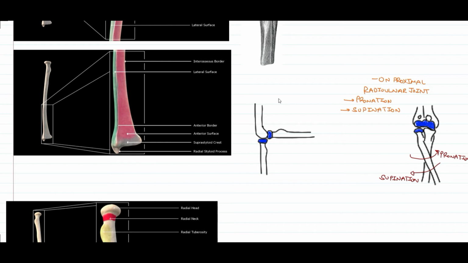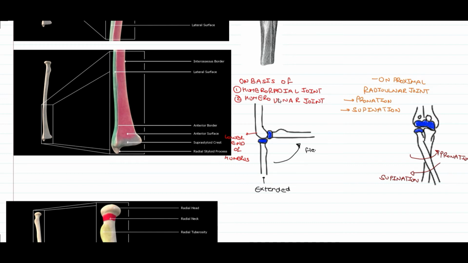Similarly, at the humero-ulnar and humero-radial joints, we have the movements of flexion and extension. Here we have the lower end of the humerus. Here I have shown the two positions of the radius while making the movement of flexion and extension. So here we have the extended position of the radius. When it moves towards the humerus, it is known as flexion. And when it moves away from the humerus, it is termed extension.